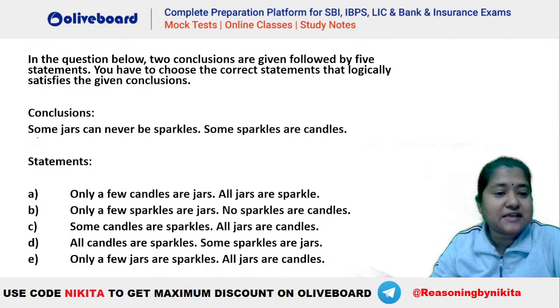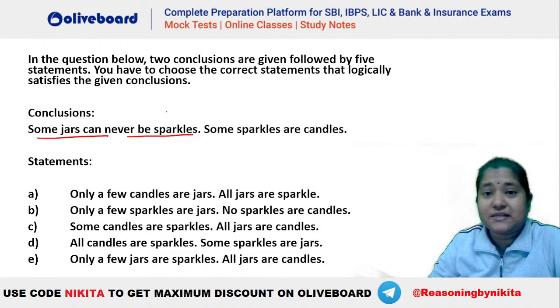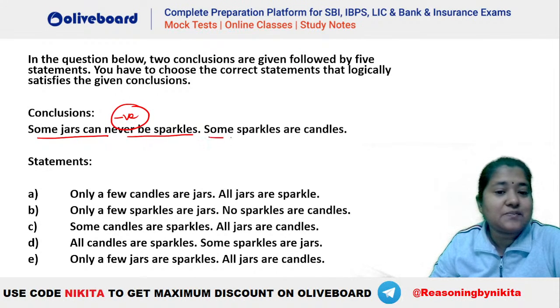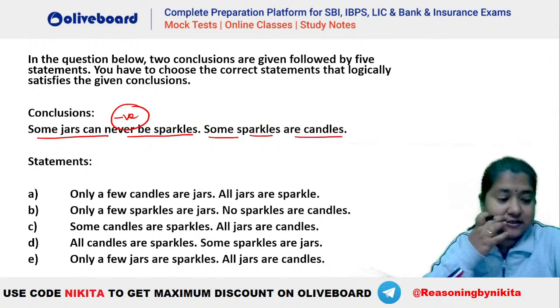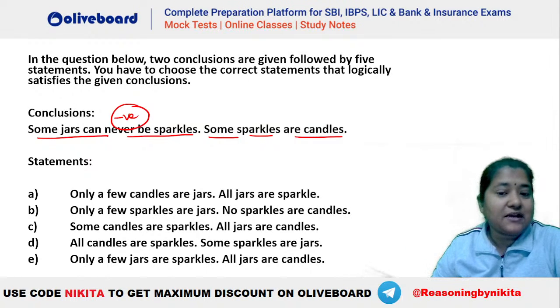So you can see what is given. Some jars can never be sparkles. That means this is a negative conclusion, right? Some jars can never be sparkles. And similarly, this is a positive conclusion. Some sparkles are candles. Okay. So you can see here that we have one negative conclusion and one positive conclusion. Okay. Can we eliminate anything?